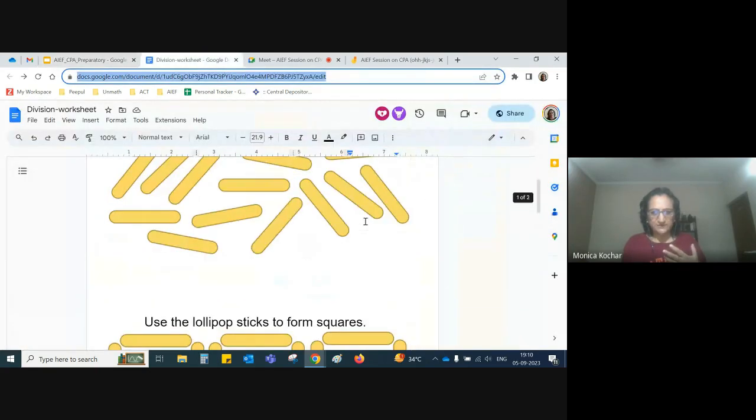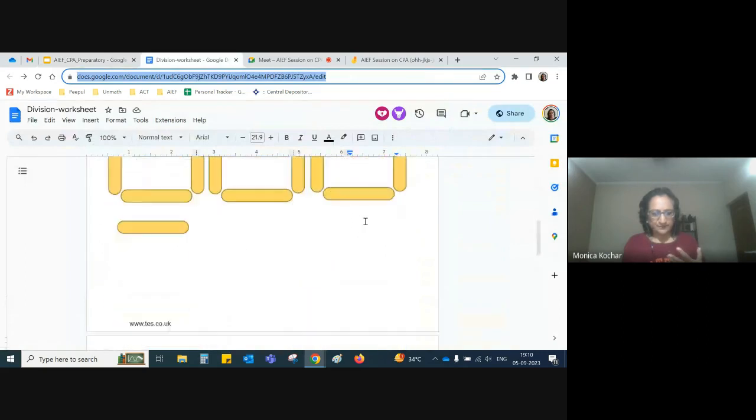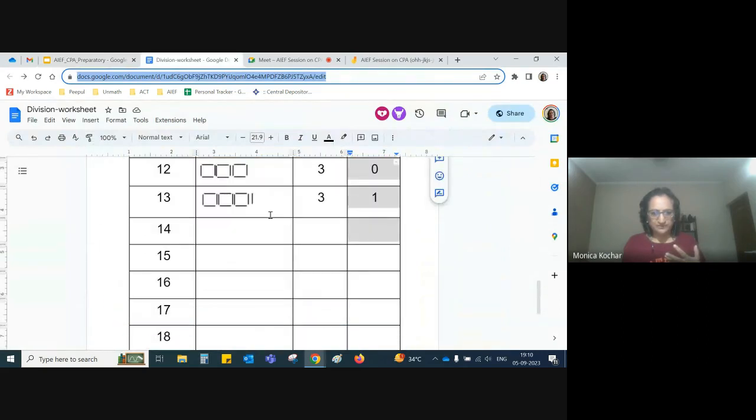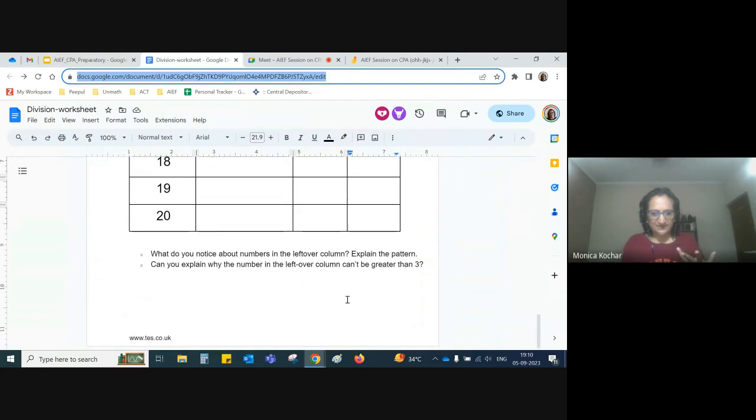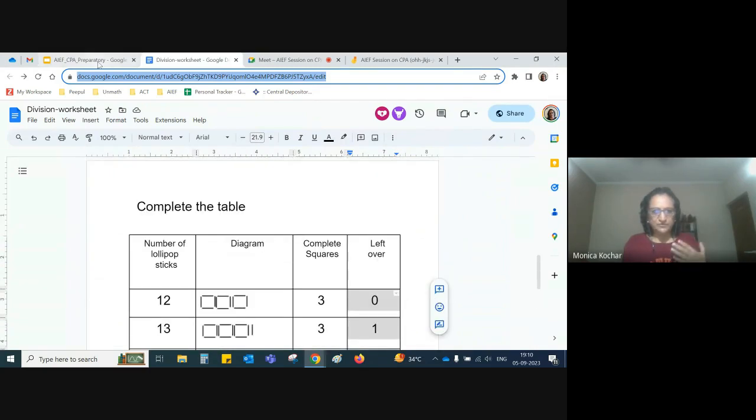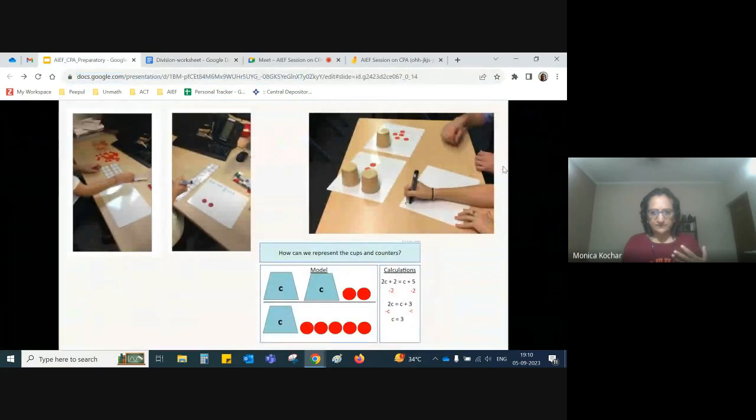You start with something concrete, you move to pictorial, and then you move to abstract. This is a typical example of a worksheet in CPA. So kids in a class, when they are working with CPA, generally have concrete material, paper with pen, pictures, everything happening in sequence, but at the same time.